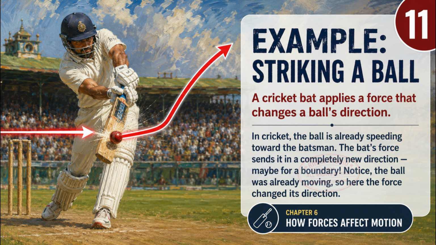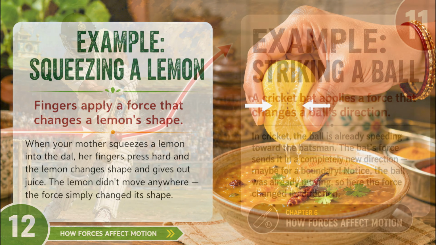Example, striking a ball. In cricket, the ball is already speeding toward the batsman. The bat's force sends it in a completely new direction, maybe for a boundary. Notice, the ball was already moving, so here the force changed its direction.